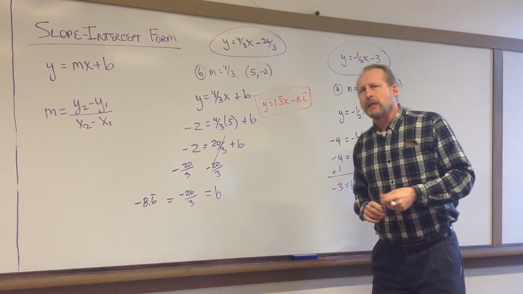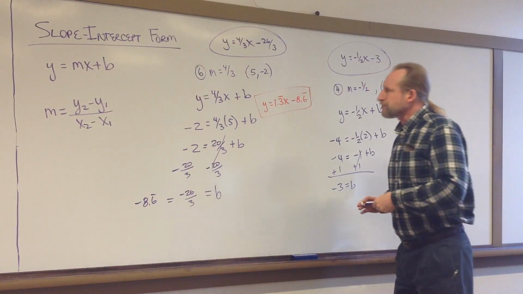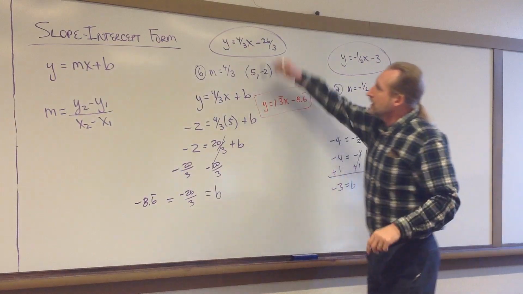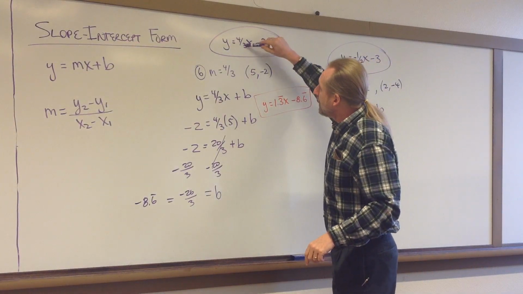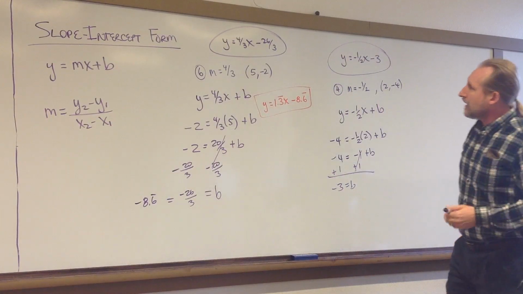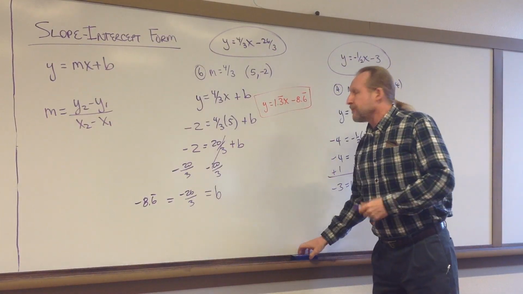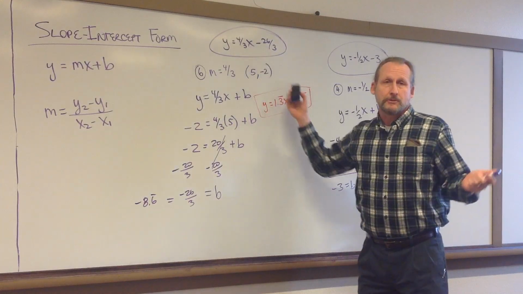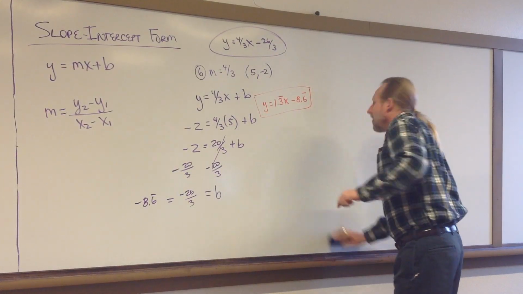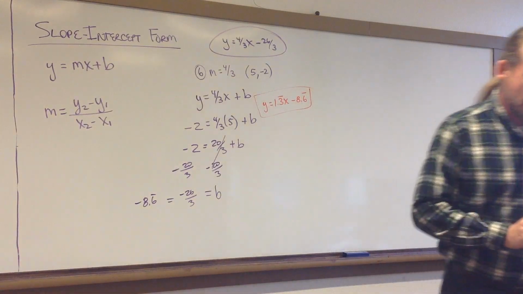I think I talked in the last video about the benefit of having the slope as a fraction, because this tells you how many places to go up, and that tells you how many places to go over. So that's really helpful if you need to graph this equation. If you don't need to graph it, then there's really no difference between the fractions and the decimals. All right, problem 8.